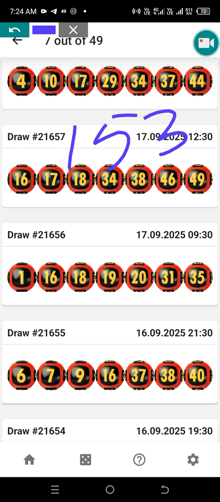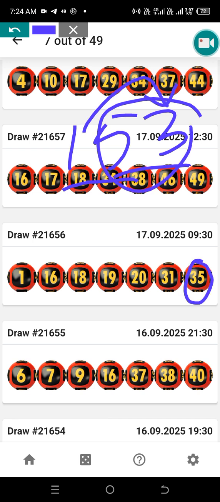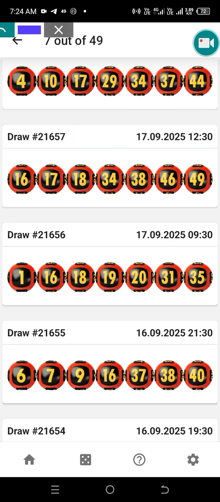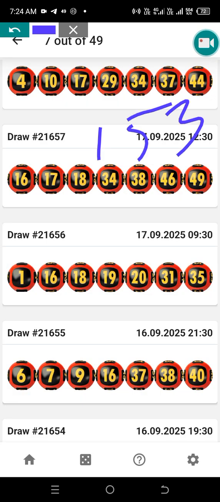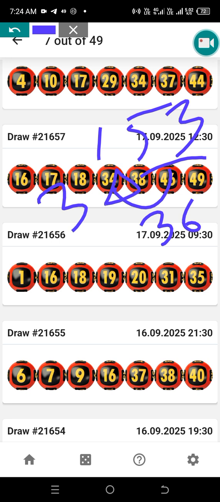You focus on the first and the last number. 53 is 35, it came. First and the last number 13 is 31, it came. Only 15 didn't show up. Then after that you take 153, you take this number plus this one. We were expecting 36 or 34 as well.